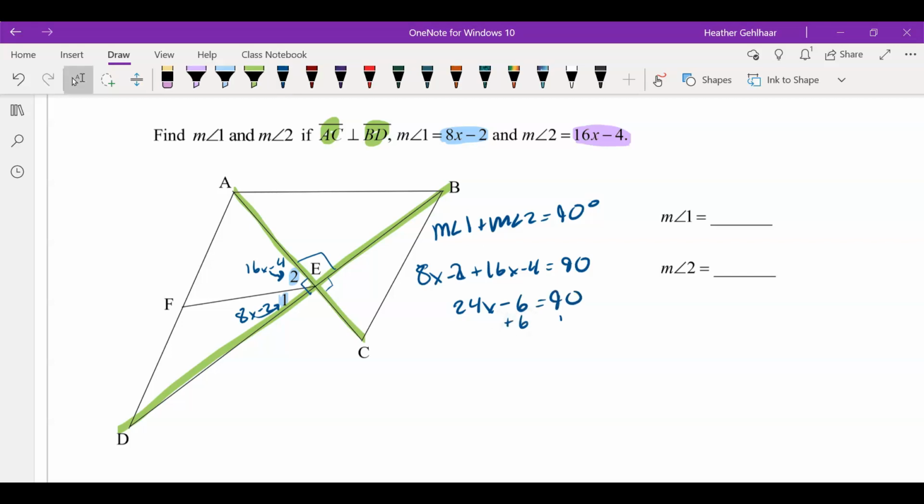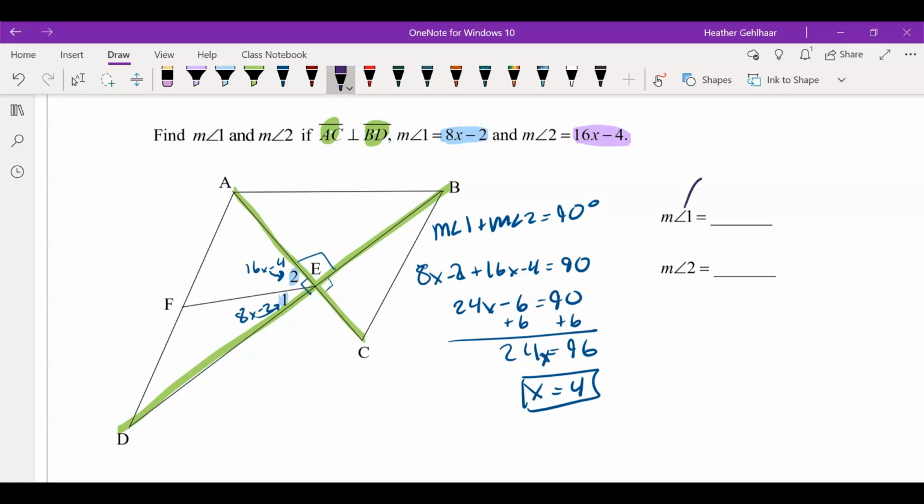I'm going to add 6 to both sides. So we get 24x equals 96. 96 divided by 24. Let me make that a little bit nicer. So we're going to get x equals 4. Okay, now the question didn't ask for x. It asked us to find the measure of the angles. So I'm going to go ahead.